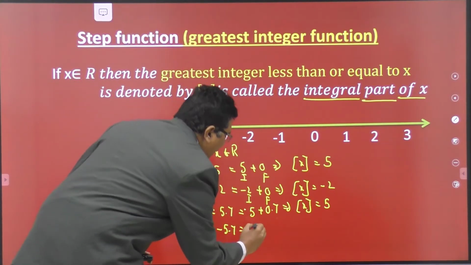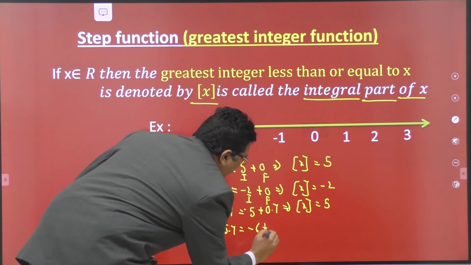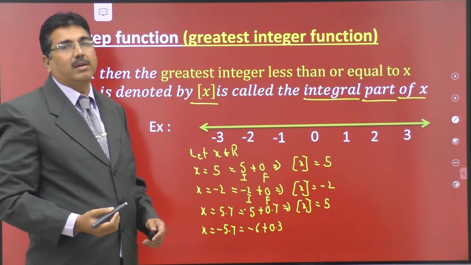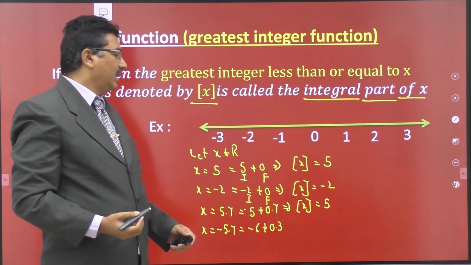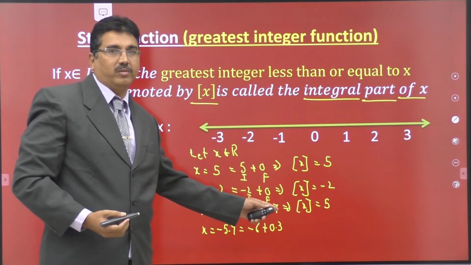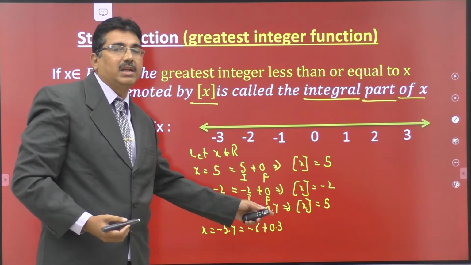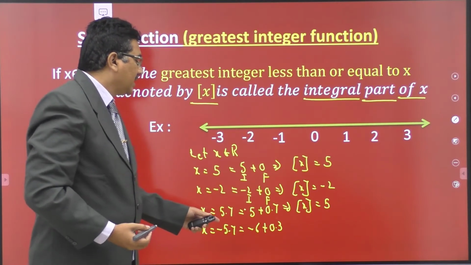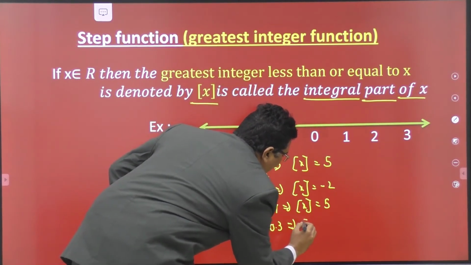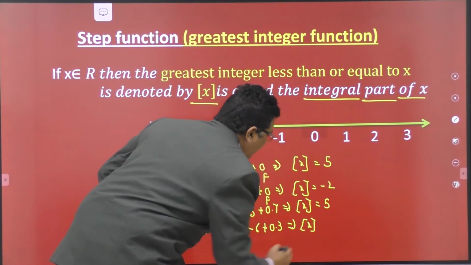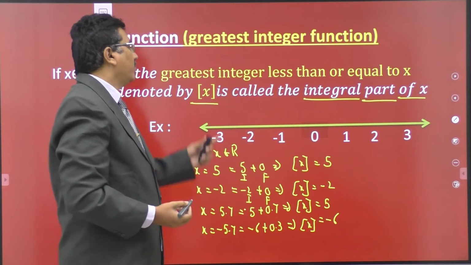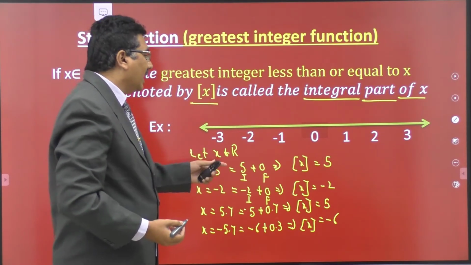Minus 5.7 can be written as minus 6 plus 0.3, because the fractional part is always non-negative. Right. In this, the integral part of this number is equal to minus 6. Right. So box x denotes the integral part of any real number.